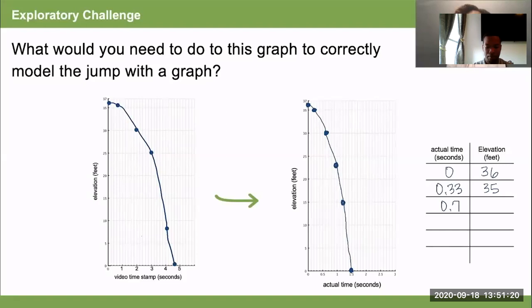I paused the video again at 7/10 of a second and noticed that the jumper's elevation was 30 feet. When I paused the video at 1 second, I noticed that the jumper's elevation was 24 feet. I paused the video at 1 and 25 hundredths of a second, and the jumper's elevation was 15 feet. And then when I paused the video at 1.5 seconds, I noticed that the jumper's elevation was 0 because that is when the jumper splashed into the water.